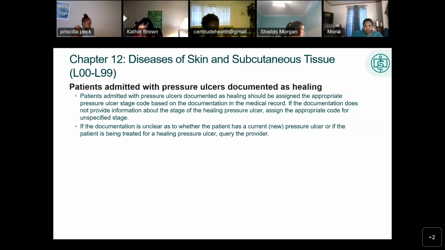So I'll go back over that to finish that last part in number 5, the second paragraph where it says if the documentation is unclear as to whether the patient has a current or new pressure ulcer, or if the patient is being treated for a healing pressure ulcer, query the doctor. Querying the doctor is a process that we use in the hospital when the doctor does not have enough information in the record for us to code a case accurately. So we query them, meaning we question them. Like, hey, we need you to update your documentation so that we can accurately code this.